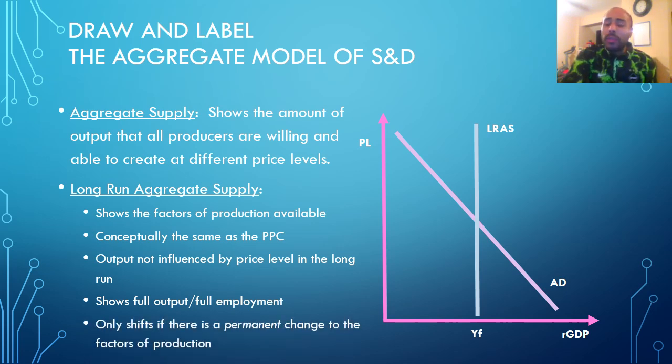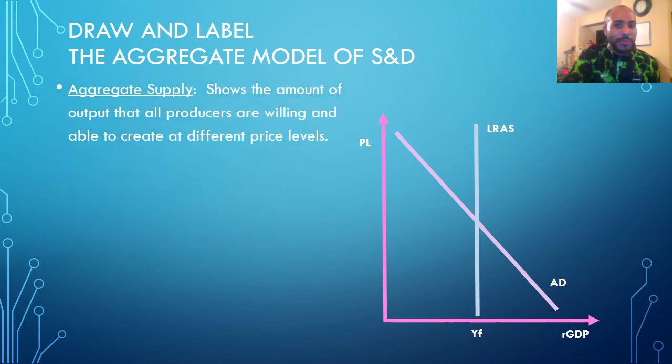Now, the only thing that would shift our LRAS is if there was a permanent change to the factors of production. So if we had a big war that destroyed half our country, like what's happening in Syria, or if we had like a plague or something like that, that would shift our LRAS. But generally, the LRAS doesn't move very much. I wouldn't worry about shifting that too much on the test tomorrow.